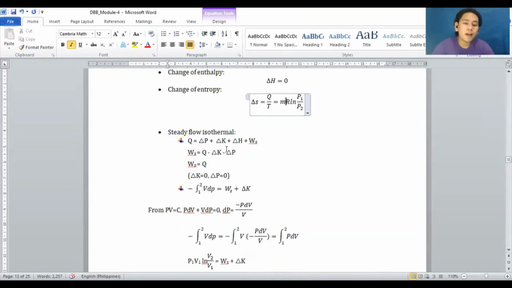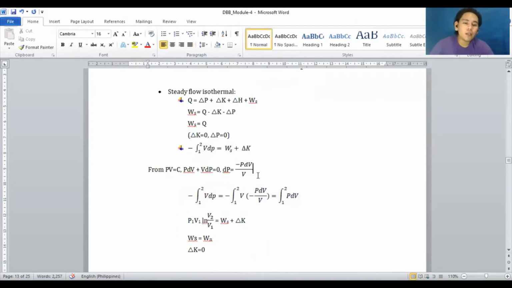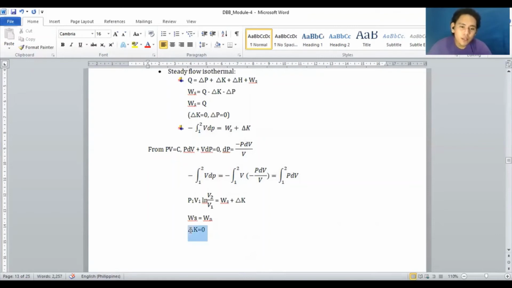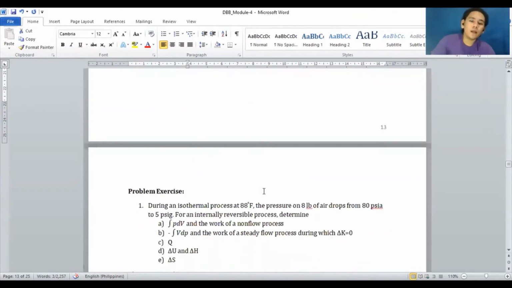Now, steady flow isothermal: we have the equation for steady flow, which is Ws plus delta K, from the integration of V dP, which is constant. So therefore, Ws equals Wn, where delta kinetic is 0. We assume that the kinetic energy is 0 here. So your work steady flow is equal to your work non-flow.